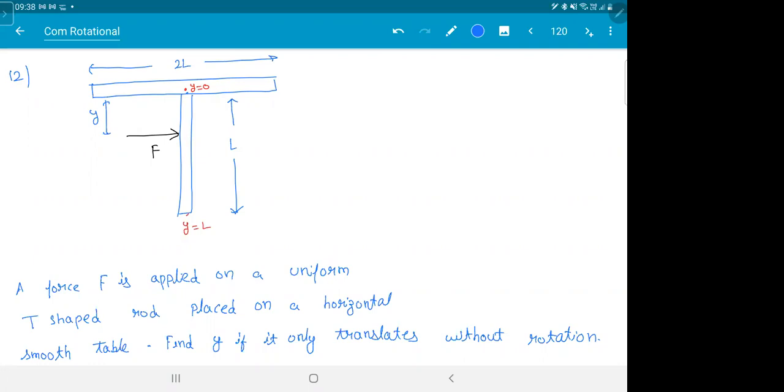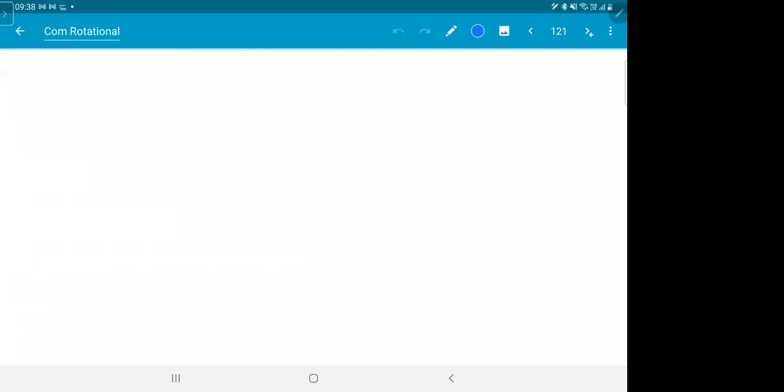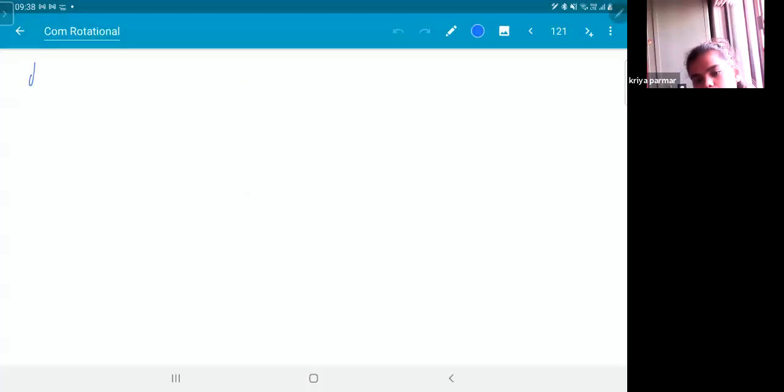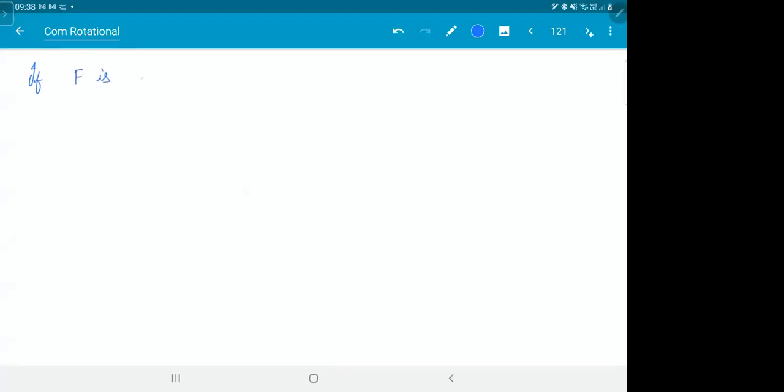Did you find out the point? What is that point? After giving this much hint, you should have guessed it. L/2? No. See, if F is applied on the center of mass of the T-shaped rod, it will just translate, because torque about the center of mass will be 0 then. So remember this: whenever you apply a force on the center of mass, it will only translate, not rotate.